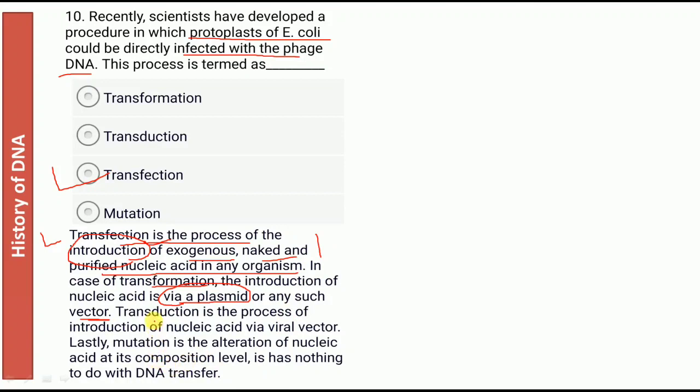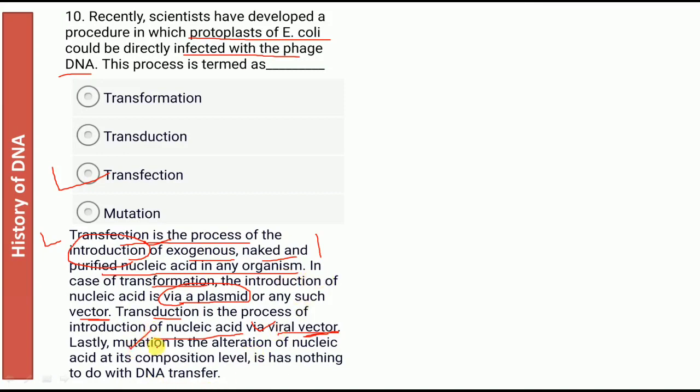Here no vectors are needed, and next is transduction. You have to be clear with these three: transfection, transformation and transduction. Transduction, how does it take place? The process of introduction of nucleic acid via viral vector. Here what kind of vector is involved? Only the viral vector. And here via the plasmid or any such vector, that is transformation. And transfection is again a different thing, that is introduction of exogenous naked and purified nucleic acid into any organism.